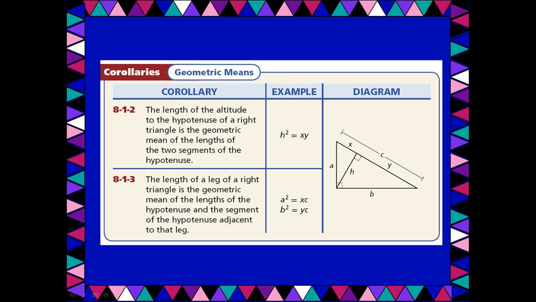The length of a leg of a right triangle is the geometric mean to the lengths of the hypotenuse and the segment of the hypotenuse adjacent to that leg, which is a lot of words, meaning if we look at our small triangle here, a squared equals x times c. So the entire hypotenuse of the big triangle times the piece that is adjacent to the side we're talking about. Just like b squared is equal to y times the entire hypotenuse c.